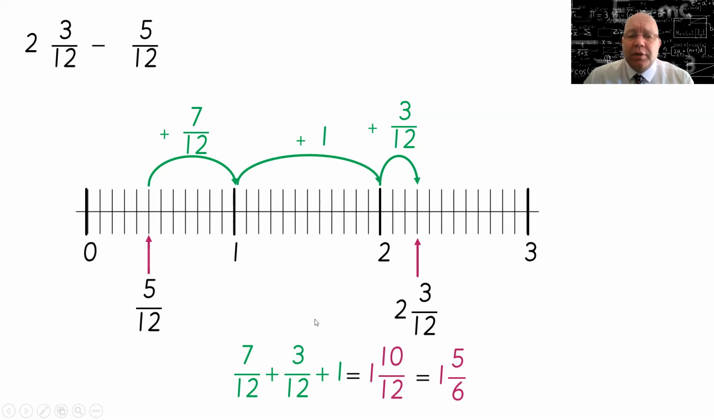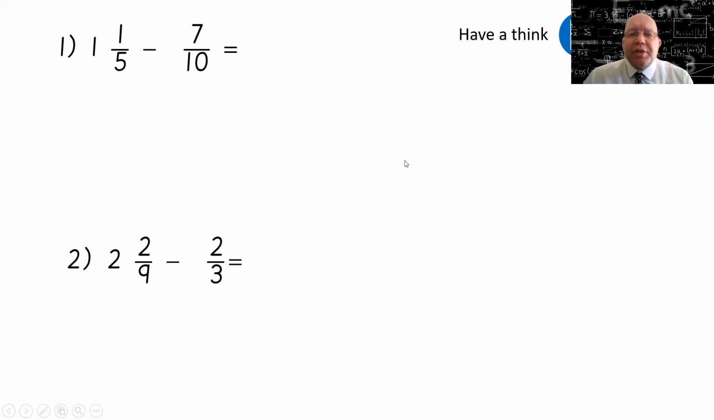So we've looked at bar models and we've looked at number lines. 2 more questions. Have a think. How would you approach these 2?